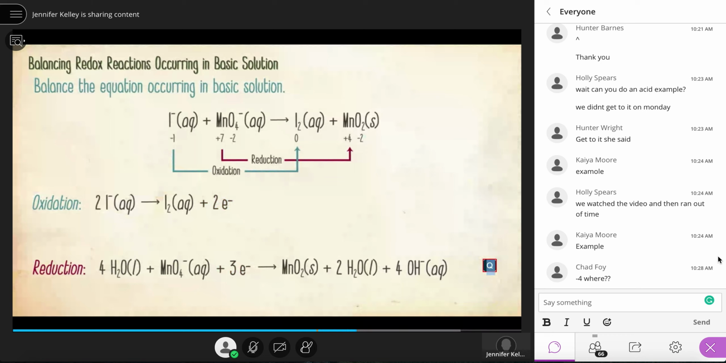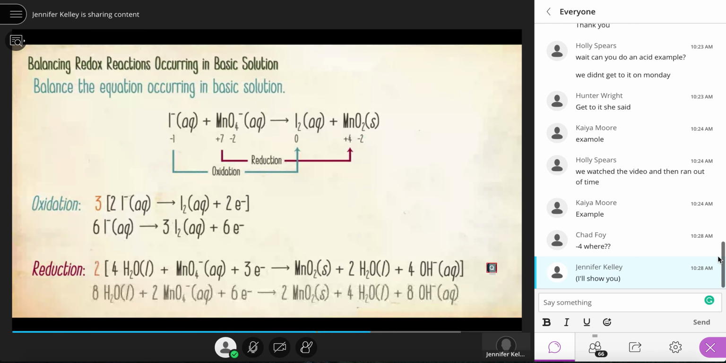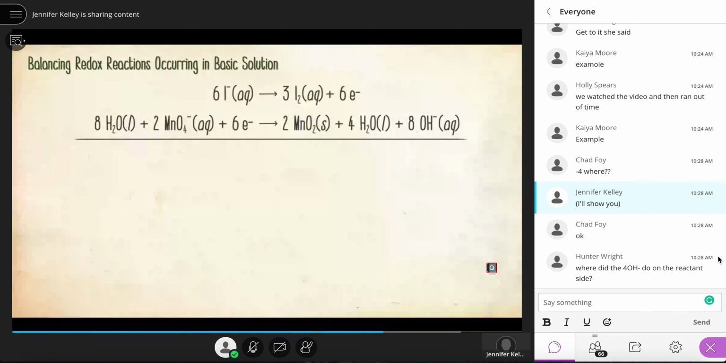Now, make the number of electrons in both half reactions equal. Do this by multiplying the oxidation half reaction by 3 and the reduction half reaction by 2. Notice that now you have 6 electrons lost in the oxidation and 6 electrons gained in the reduction. Add the 2 half reactions together. The 6 electrons on either sides of the half reactions cancel.